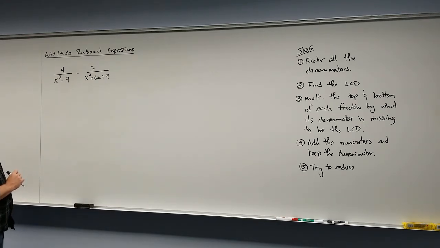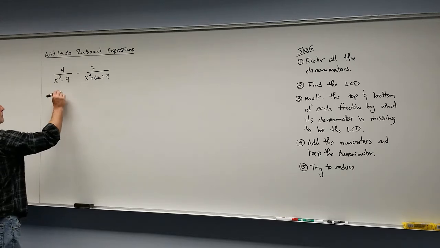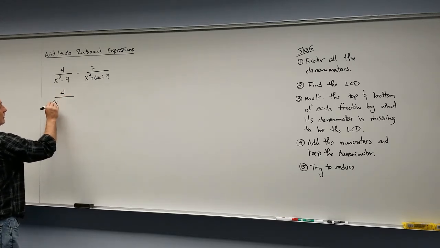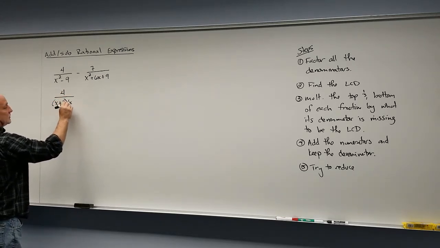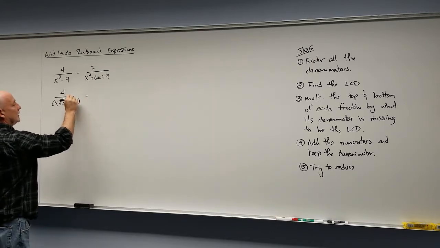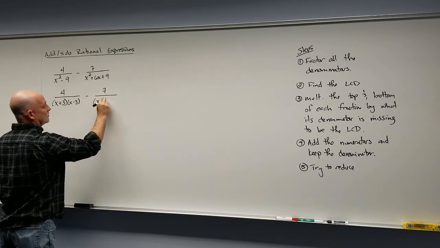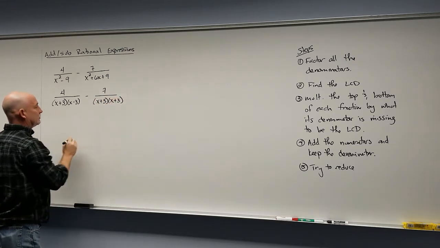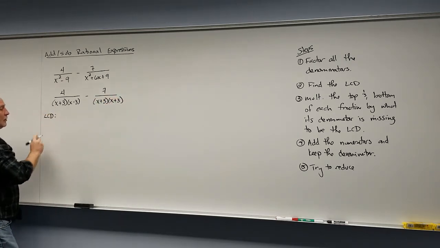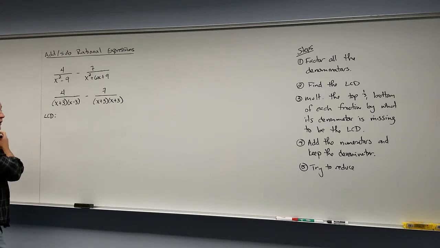All right, so let's see, if you're back, you should have been able to factor these. The first one's just the difference of squares. That should factor to x plus 3, x minus 3, minus, the next one's the AC method, and we can use the shortcut, x plus 3, x plus 3. So we should be able to figure out what our least common denominator is here.